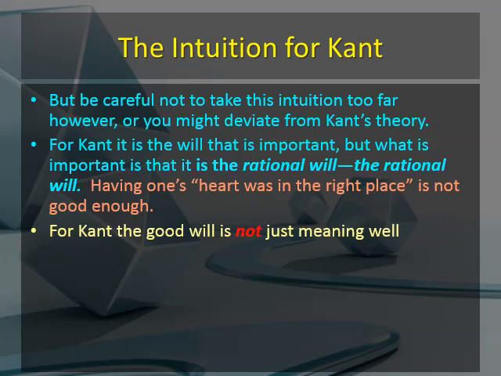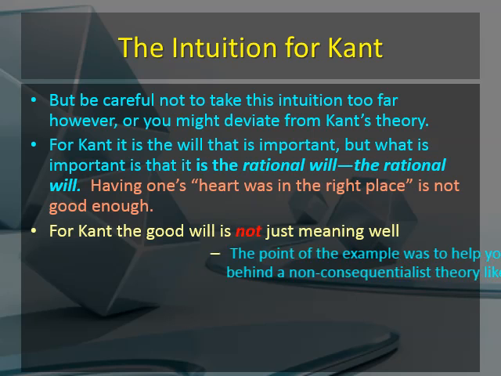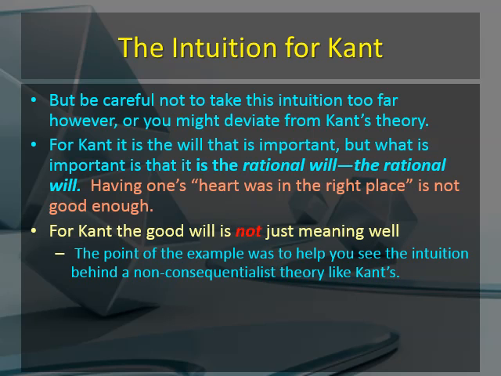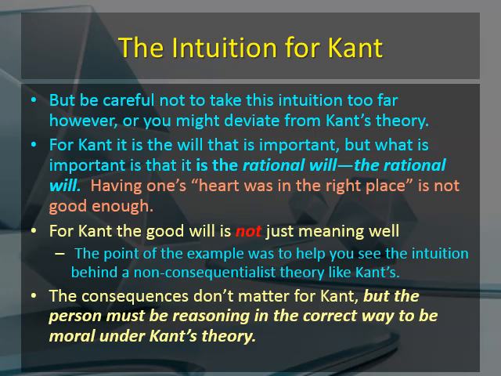For Kant, the good will is not just meaning well, as Jessica, the lifeguard in our example, might have meant well. Since we didn't fully examine her motivations, we cannot know yet whether she acted morally from a Kantian perspective. The point of this example was to help you see the intuition behind non-consequentialist theories like Kant's. The consequences don't matter for Kant, but the person must be reasoning in the correct way to be moral under Kant's theory.